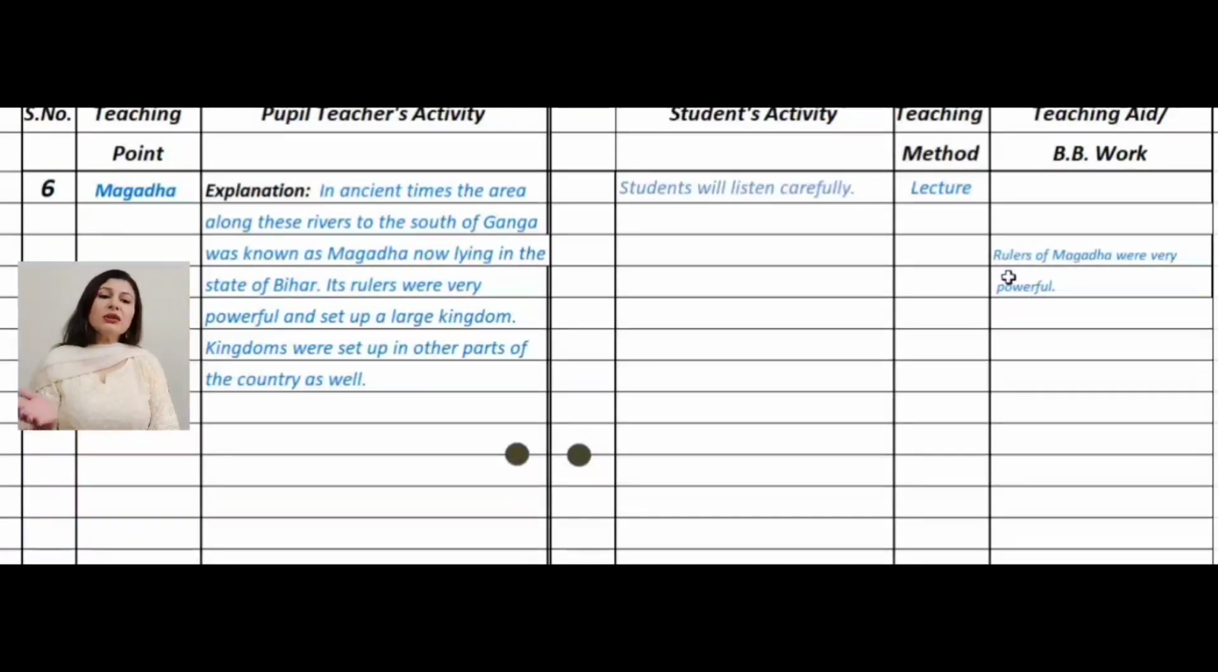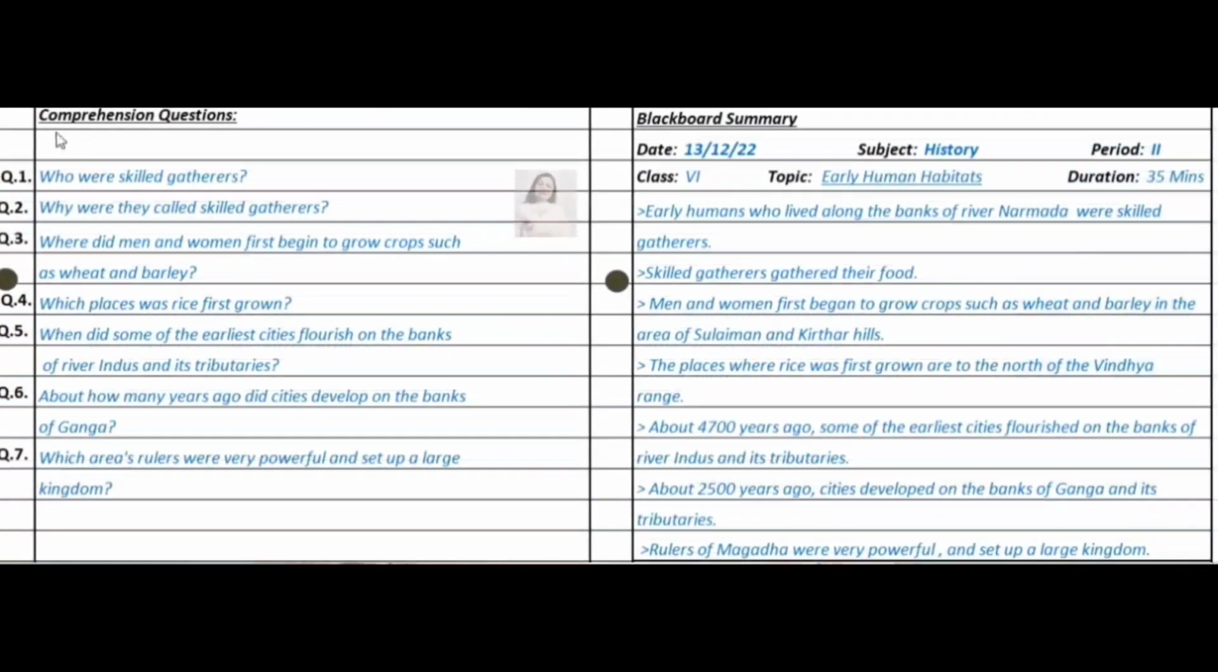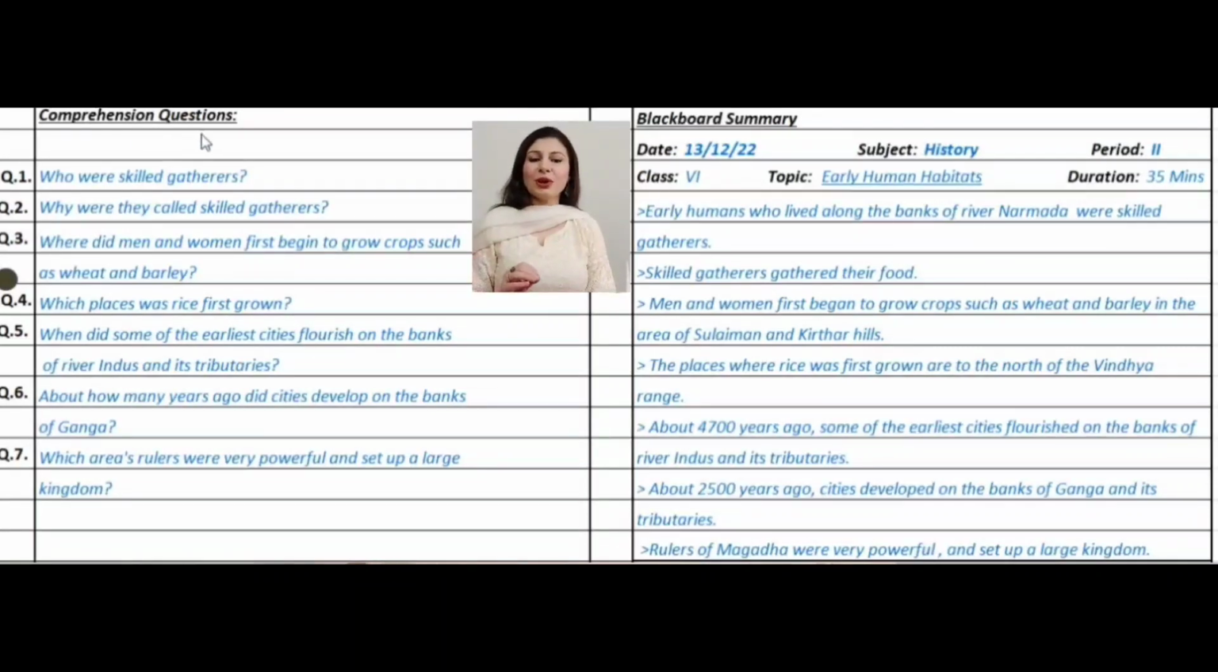And then we'll mention this point on the blackboard as well, that rulers of Magad were very powerful. So now we have completed the presentation part. So it's time for asking comprehension questions from the students to test their knowledge, that how much they have learned. And on the basis of these comprehension questions, we'll prepare the blackboard summary or whiteboard or green board summary, whatever type of board you have in your classroom.